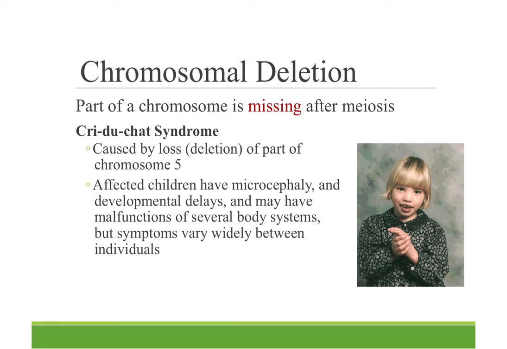Then if part of the chromosome is missing, it's known as a chromosomal deletion. An example of a chromosomal deletion mutation is what's known as Cri du Chat syndrome. This is caused by the loss of part of chromosome 5, so not the whole, there's still some of this chromosome present, but some part of it got broken off somehow in the process of meiosis when the sperm or the egg was being made.